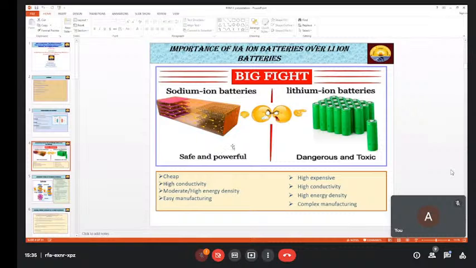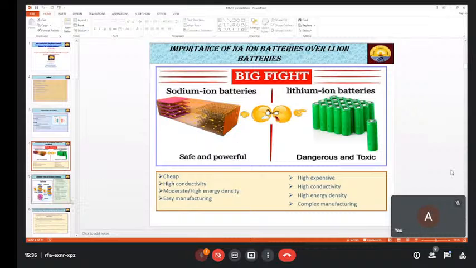The sodium ion batteries also have the same chemical characteristics as lithium ion batteries, so the conductivities are the same and the energy density is also high. That's why I chose sodium ion batteries, because the cost is very low. So that's why I'm using sodium ion batteries for further work on smart grid applications.